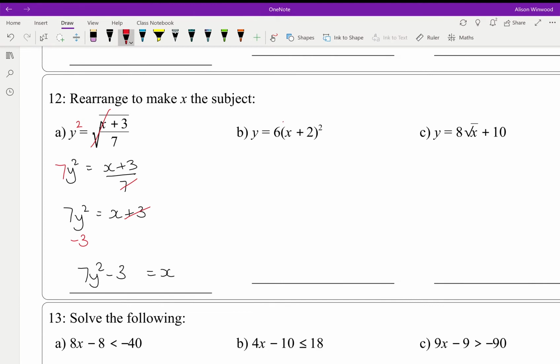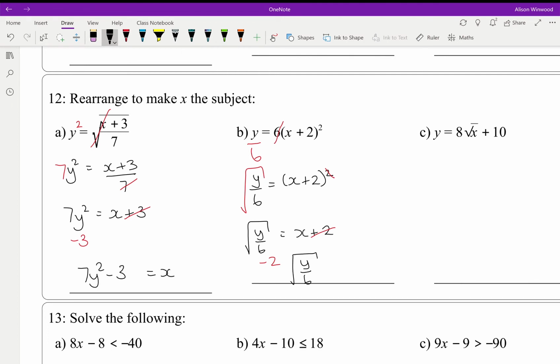Need to move the 6, so it was multiplying, so we're going to divide. Then the opposite of the square is to square root. And the opposite of add is subtract. So we get to the square root of y over 6 subtract 2 equals x.